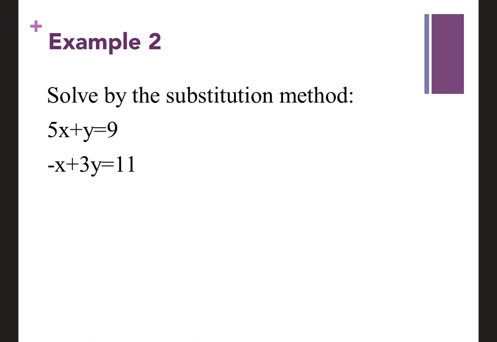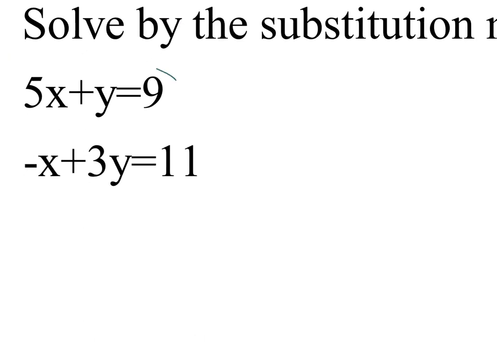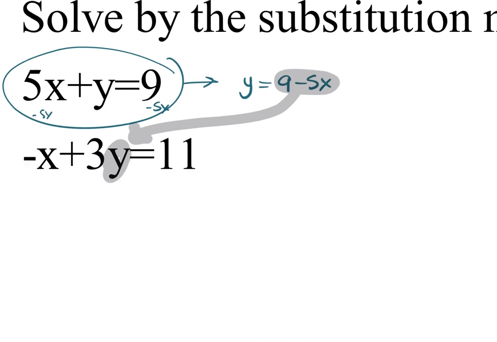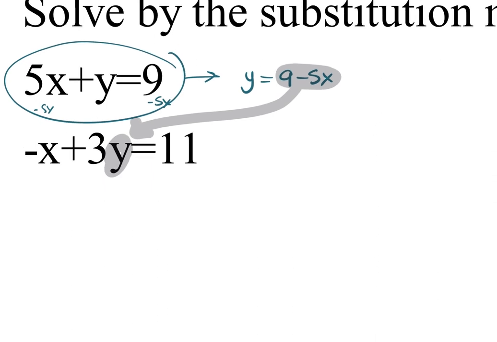Y doesn't have a coefficient. So if I take the top one and solve for y, I would subtract the 5x and get y equals 9 minus 5x. Then I take what y equals and plug it into the y in the second equation. And I get negative x plus 3 times what y equals, which is 9 minus 5x, equals 11.